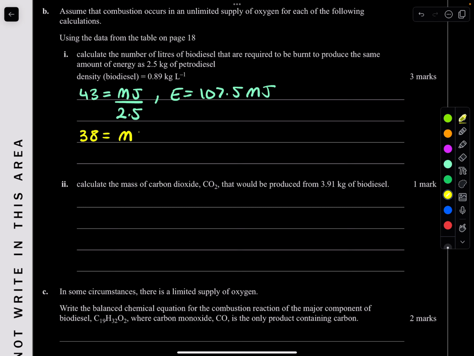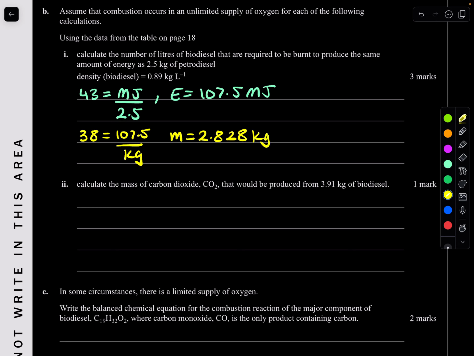38 megajoules per kilogram. Because I know the energy, let's write that energy: 107.5 in megajoules. Let's solve for kilograms, which is just 107.5 divided by 38. That will give me a mass of 2.828 kilograms of biodiesel that we need.